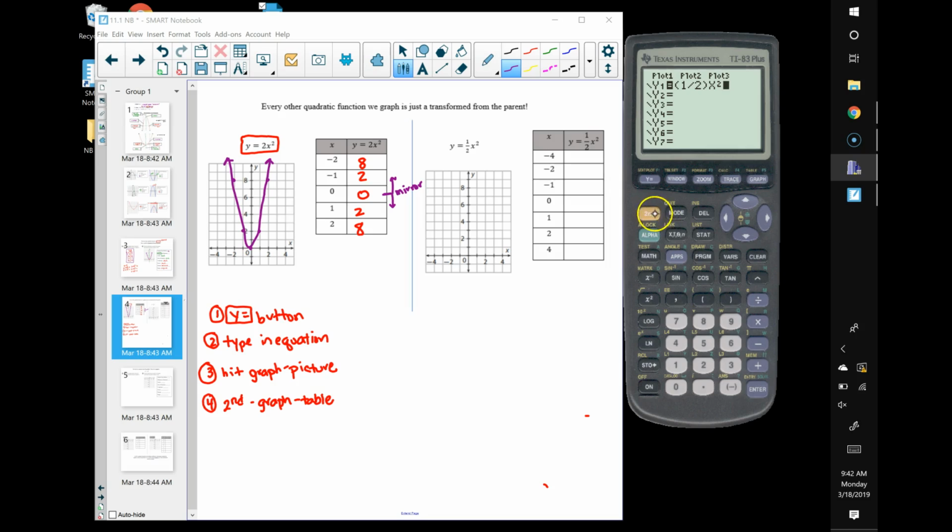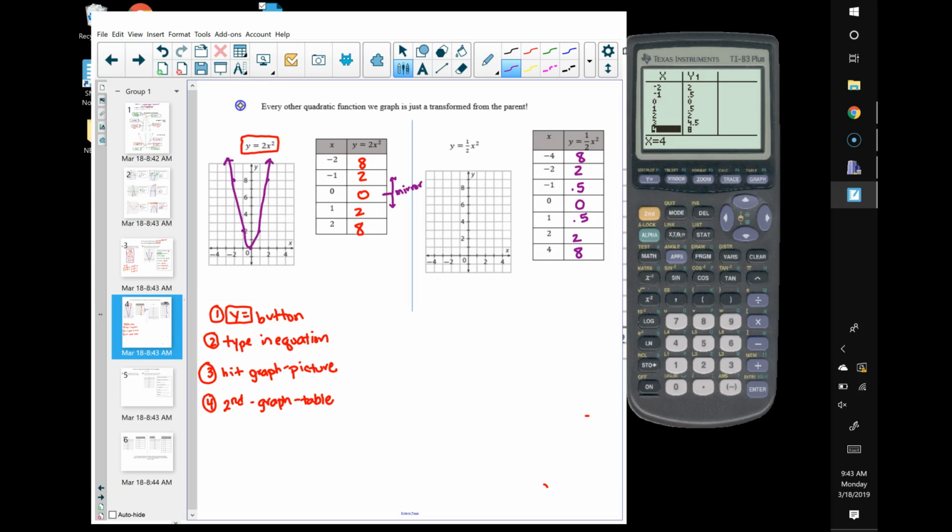Okay, now I'm going to hit graph. Well, if it's going to work, there we go. It's going to graph it for me. And then I'm going to get my table by hitting second, graph, and I get my table. So at -4, it's at 8. At -2, it's at 2. -1, it's at 0.5. At 0, it's 0. 1, it's 0.5. 2 is 2. And if I scroll down to 4, I should get 8 if it's mirrored correctly. And there we go, I get the 8.